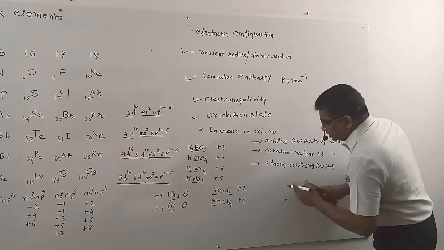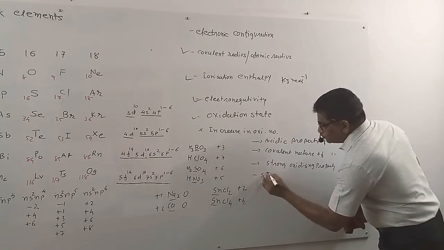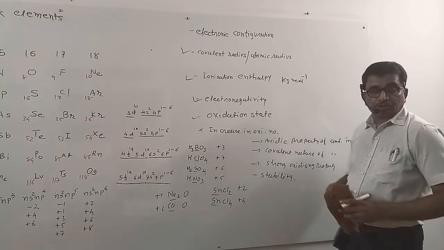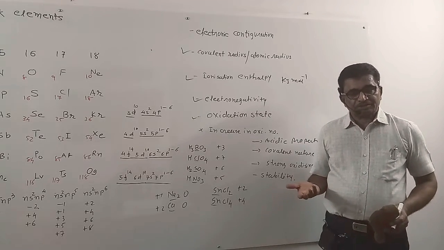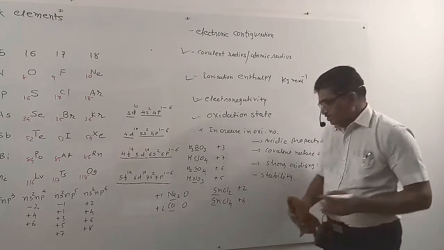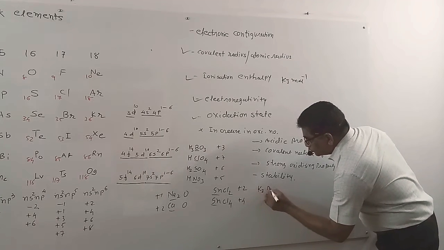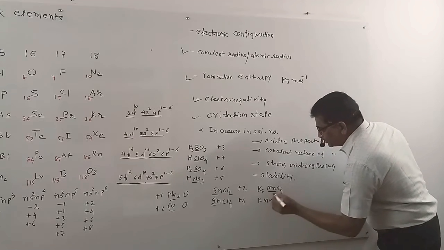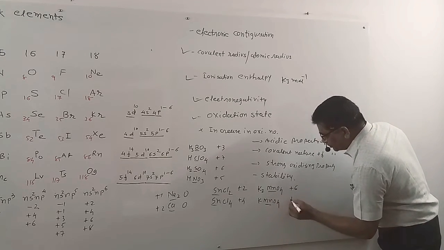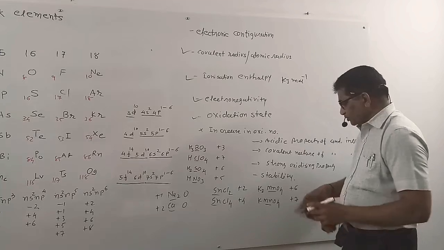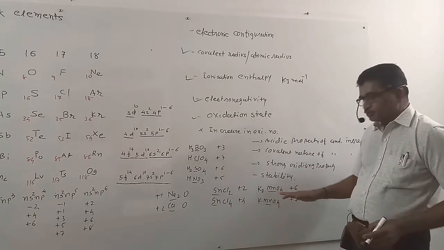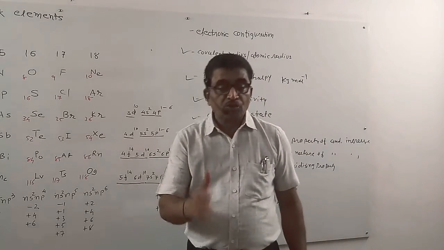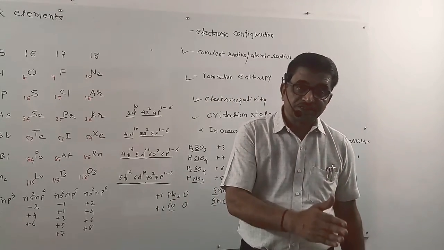We know that if the oxidation number is increased, the stability is also increased. As for example, K2MnO4 and KMnO4: here manganese has +6, there manganese has +7. The stability of KMnO4 is higher than K2MnO4. If the oxidation number is increased, stability is always increased.